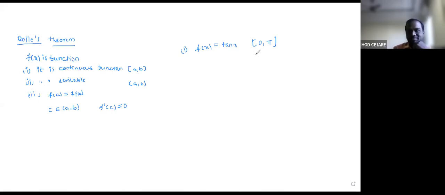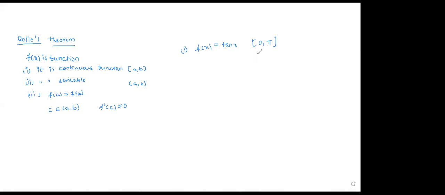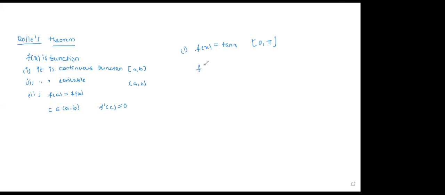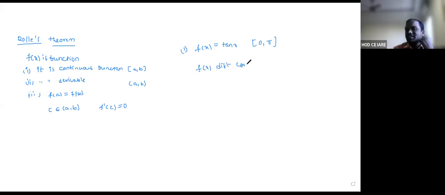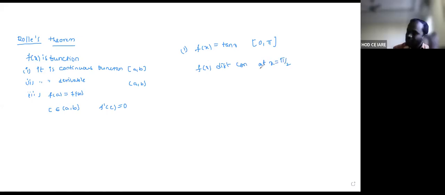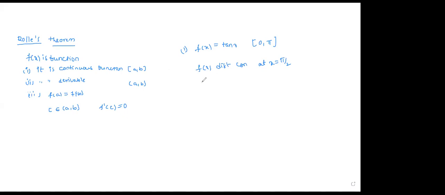No, sir. Why? At pi by 2 it becomes discontinuous. So that's why we can call f of x discontinuous. It doesn't satisfy Rolle's theorem at the point x is equal to pi by 2. So the first condition failed, and we need the first condition of continuity. So it is not satisfying Rolle's theorem.